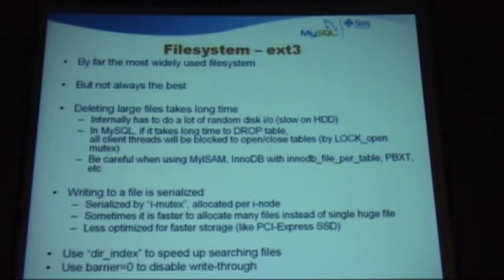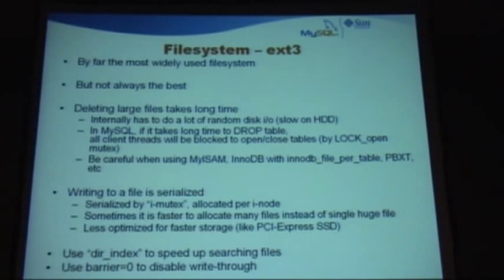In MySQL, if dropping a table takes a long time, all client threads will be blocked from opening and closing tables by the LOCK_open mutex. So this is really problematic. Be careful when using MySQL with innodb_file_per_table or PBXT or other storage engines.